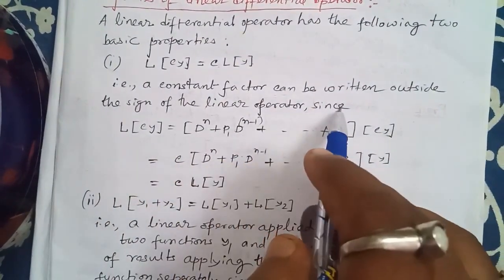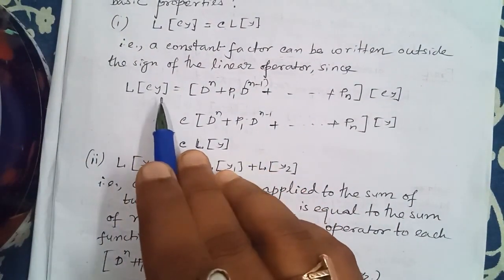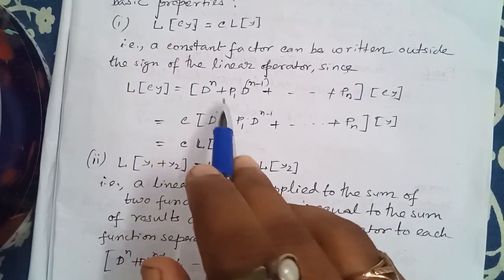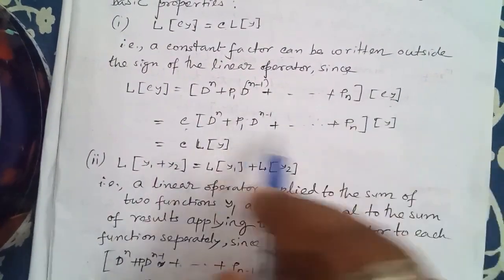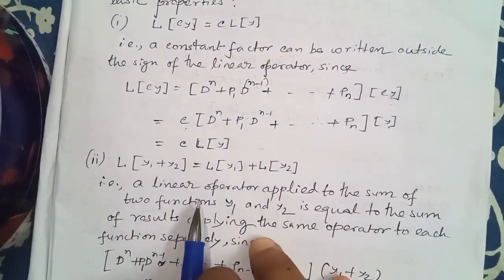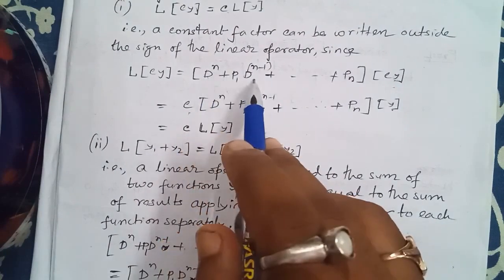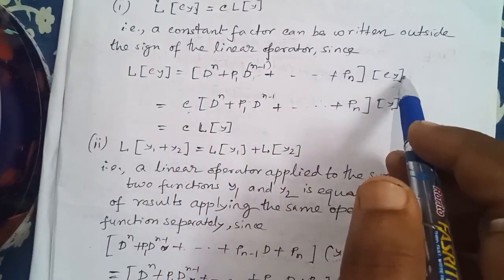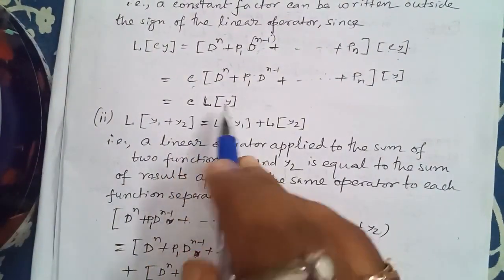Why does this happen? If we put Cy into L, C is a constant, so it will come out. The derivatives that occur will be the derivatives of y, up to the n minus 1 order, so the derivative will be on y. C being a constant will come out. So ultimately we can write this in the form C times L of y.